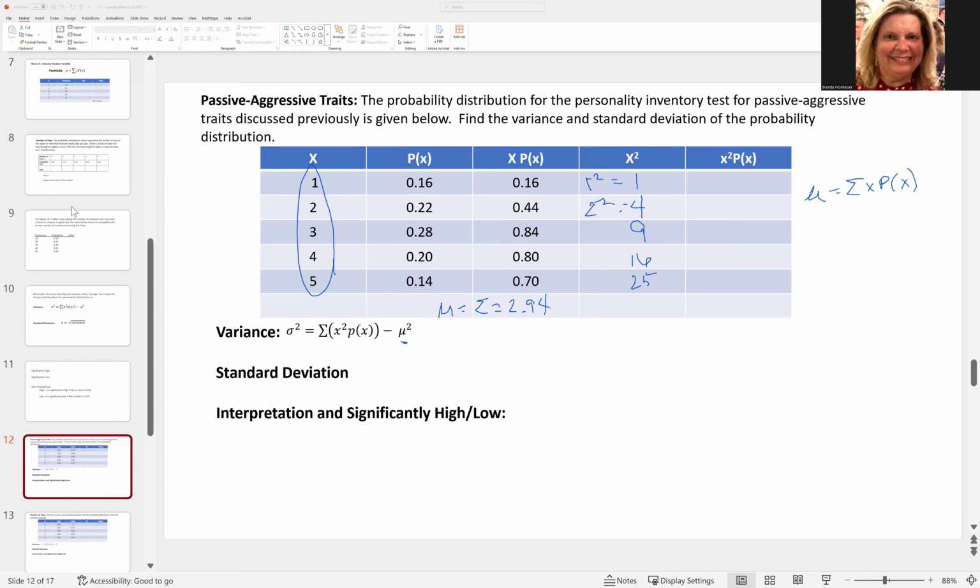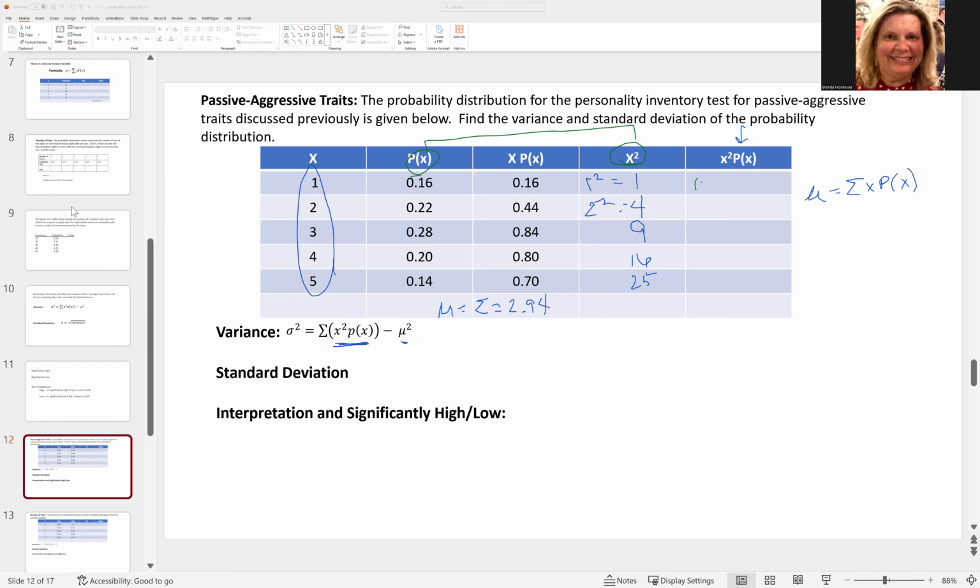Okay, then because in my formula, I want the sum of x squared p of x, that's where this last column comes into place. However, I can tell you that this is also the place where most people make their errors because they multiply the wrong columns. It is not columns that are next to each other this time. You want x squared with p of x. So you are multiplying those two columns.